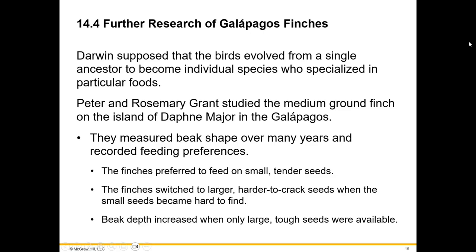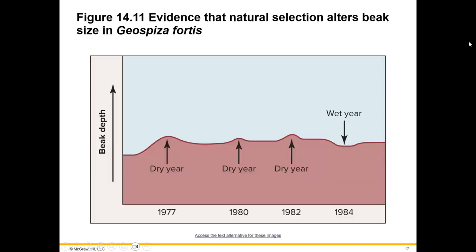where there was ample water in the environment. And the finches would switch to larger, harder to crack seeds whenever those small seeds became hard to find, like during years where there was drought and not enough water to produce a lot of the small, tender seeds. They found that beak depth increased when only large, tough seeds were available. So, like during those dry years. And here you can see a representation of their findings.